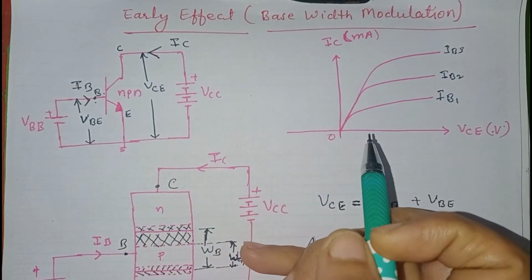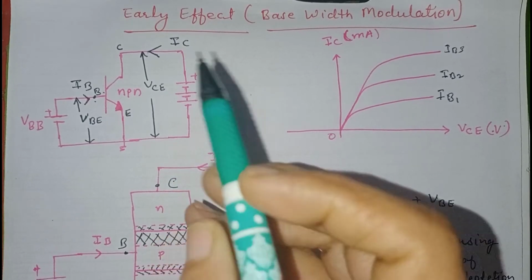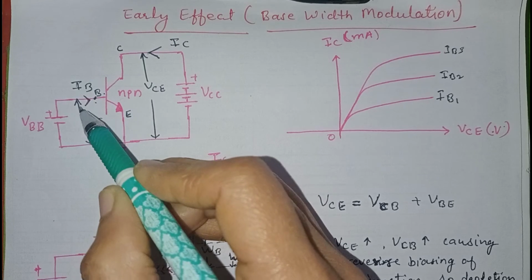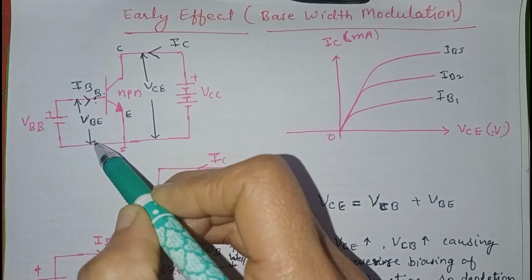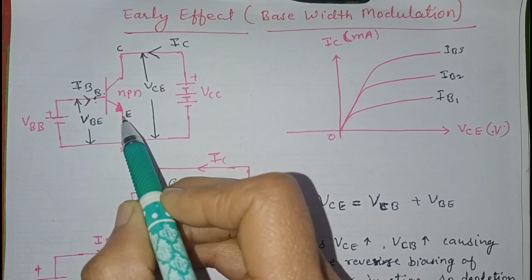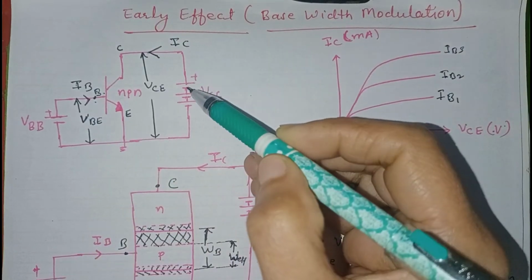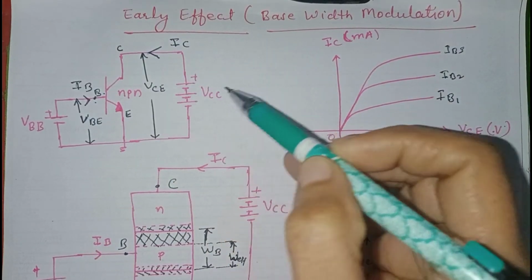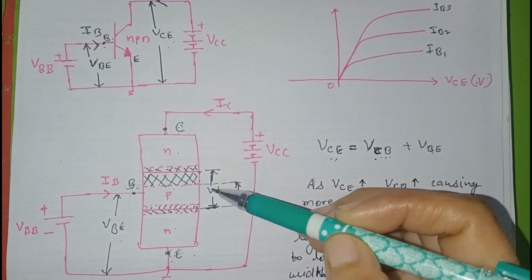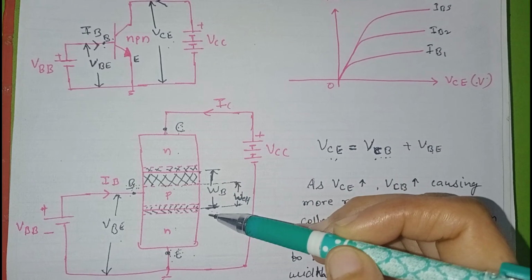When we draw the output characteristics of the transistor, we fix the value of IB by fixing the value of VBE, the voltage between base and emitter. Then we change the value of VCE through this battery. Now we will better understand the base width modulation through this diagram.